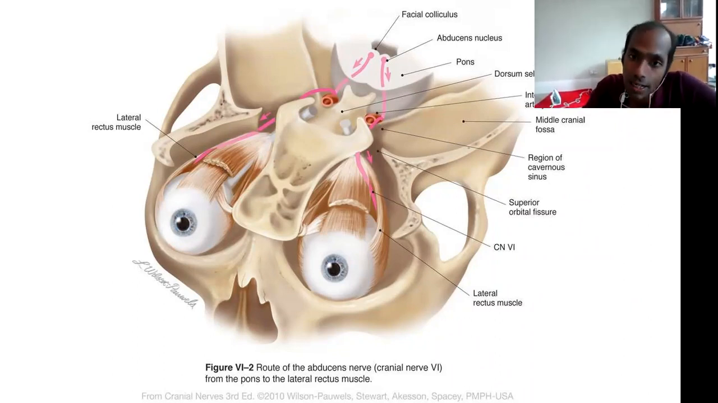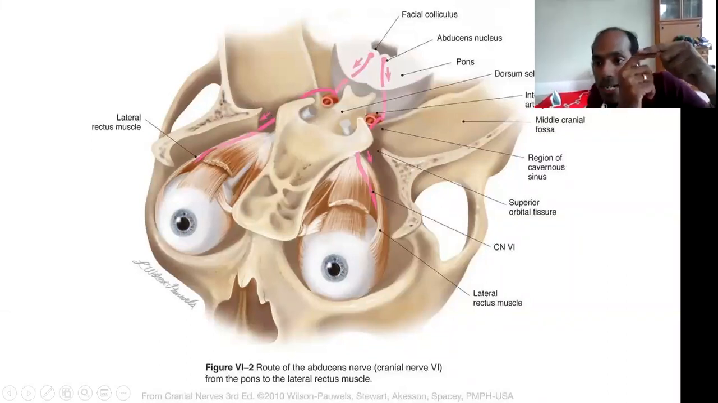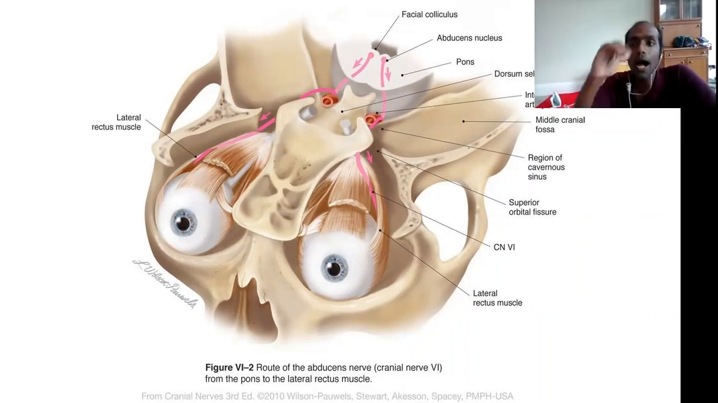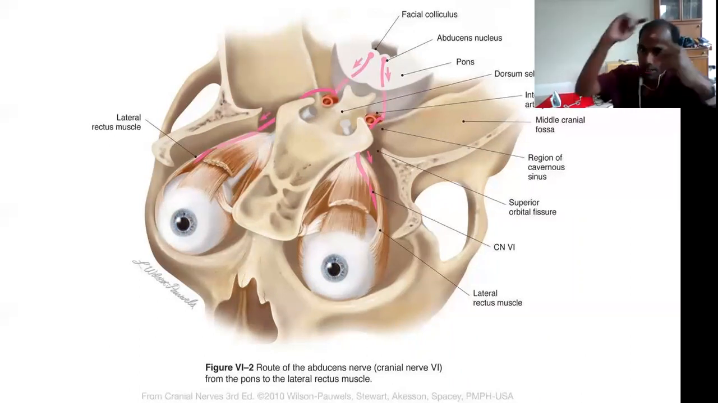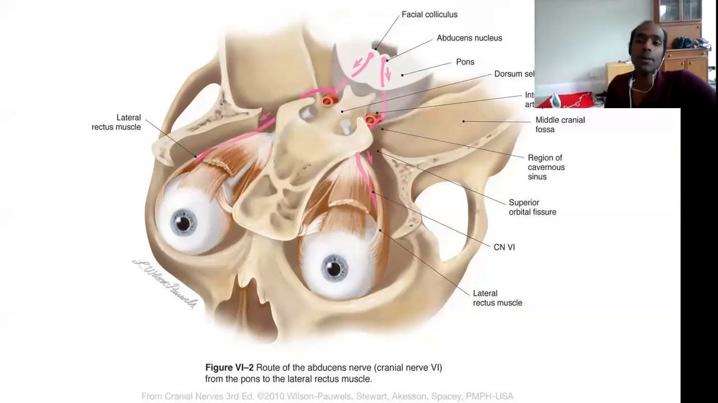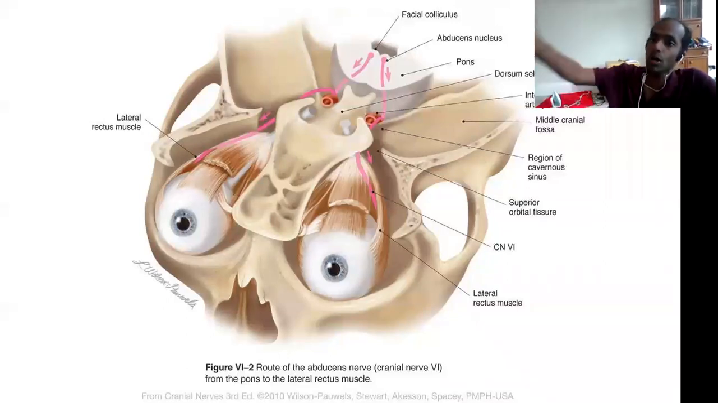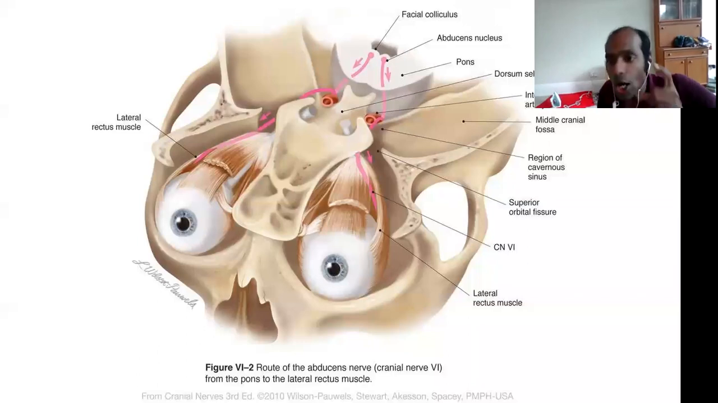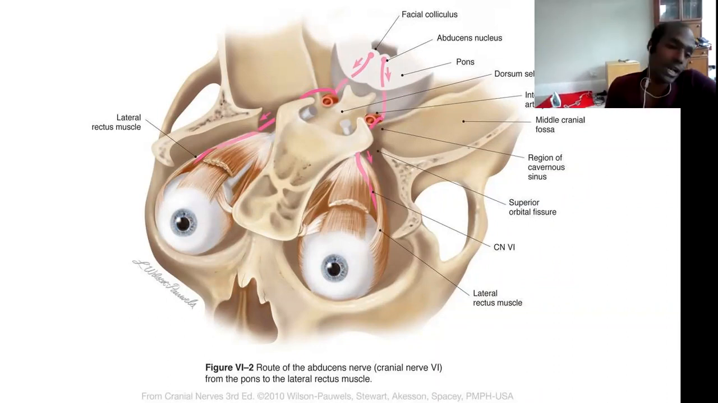Then the sixth nerve crosses very close to the apex. This is the petrous temporal bone. This is the apex of the petrous temporal bone. It crosses very close to that point. At that point, it is closely related to the fifth nerve. Petrous temporal bone, 6 and 5. Inflammation at the petrous temporal bone can cause sixth nerve palsy and fifth nerve palsy. Find out for homework what that syndrome is called. Inflammation of the apex of the petrous temporal bone causes sixth nerve palsy and fifth nerve palsy.